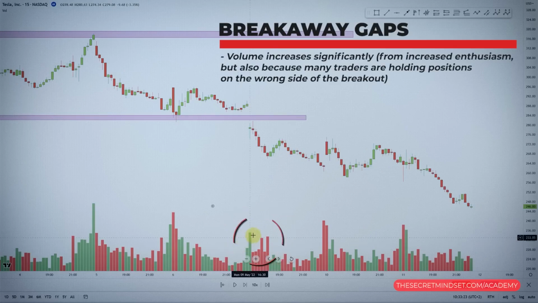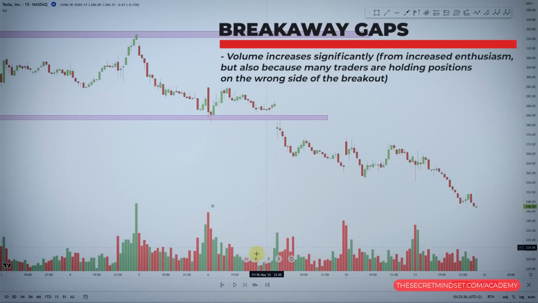Volume will and should increase significantly, not only from the increased enthusiasm, but because many traders are holding positions on the wrong side of the breakout and need to cover or sell them. It is better if the increase in volume doesn't happen until the gap occurs. This means that the new change in market direction has a chance of continuing.